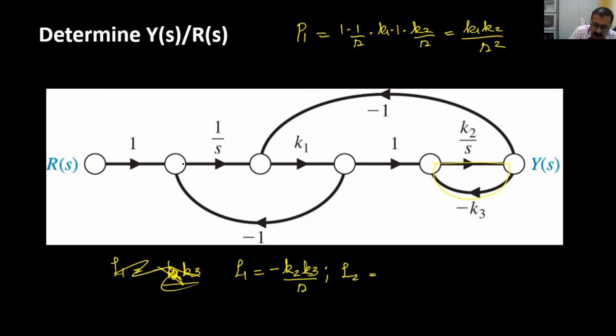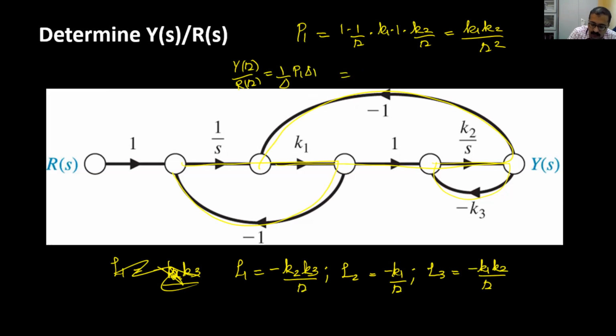Next loop, this thing, 1 by s, k1 into minus 1. So that means minus k1 by s. Any other loop? Yes, this is another loop. Okay, so L3 will be what? Minus K1, K2 by S. Okay, so there are 3 loops. So what will be the transfer function? Y of S by R of S equals 1 by delta into P1 delta 1. Right? So what is delta? Delta means 1 minus sum of all individual loop gains L1 plus L2 plus L3 plus what? Sum of gain product of all possible combinations of 2 non-touching loops, which are they?